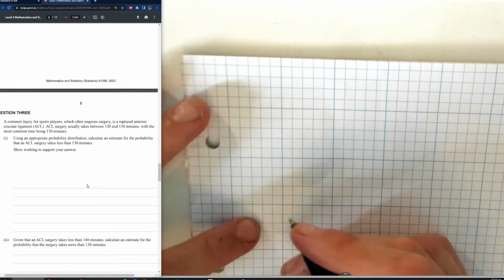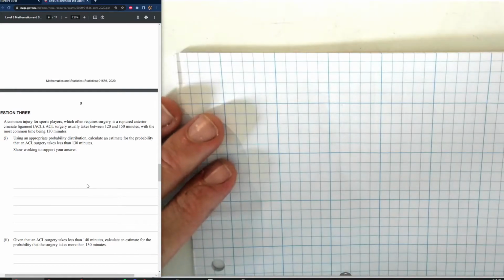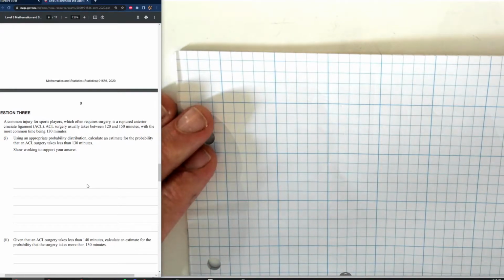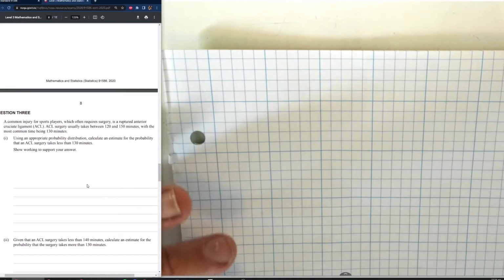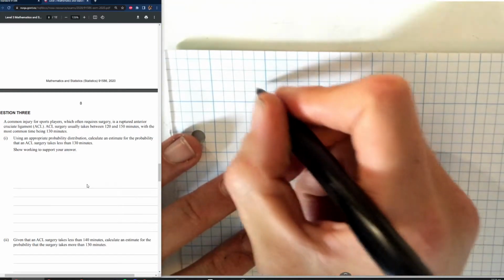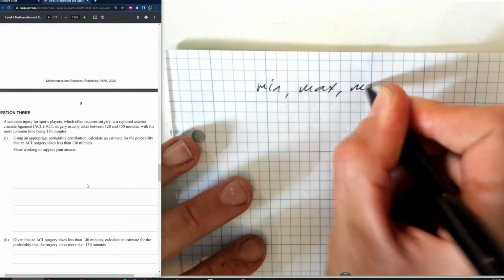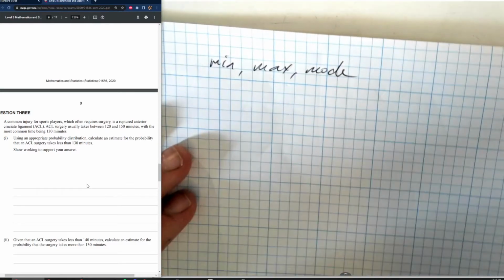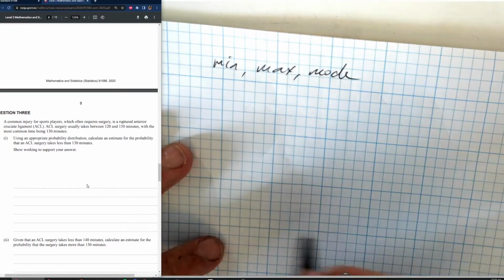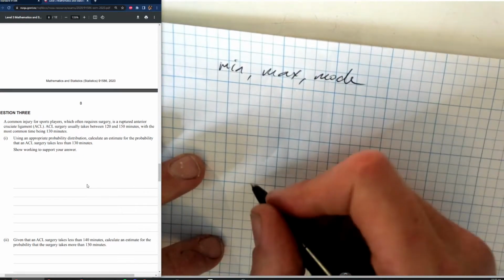A common injury for sports players, which often requires surgery, is a ruptured anterior cruciate ligament, ACL. ACL surgery usually takes between 120 and 150 minutes, with the most common time being 130. Whenever you have a min, a max, and a mode, you know it's triangular. So it's a triangle here. So we got 120 and 150 with 130.